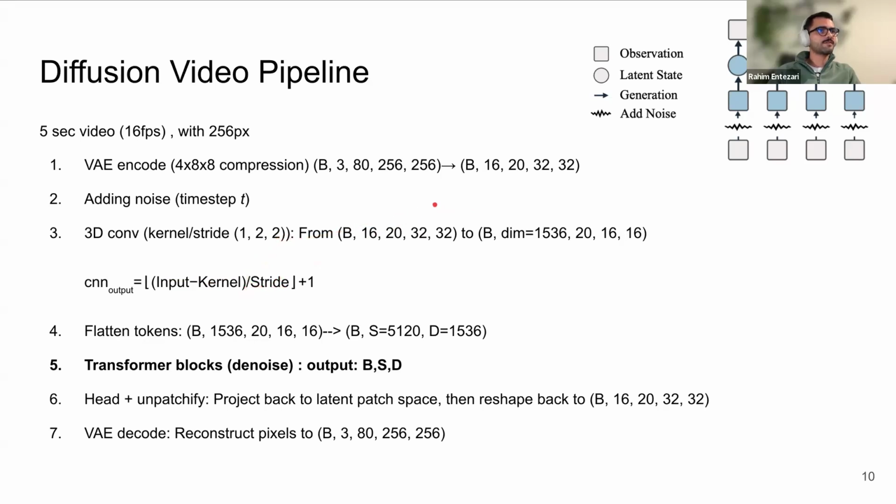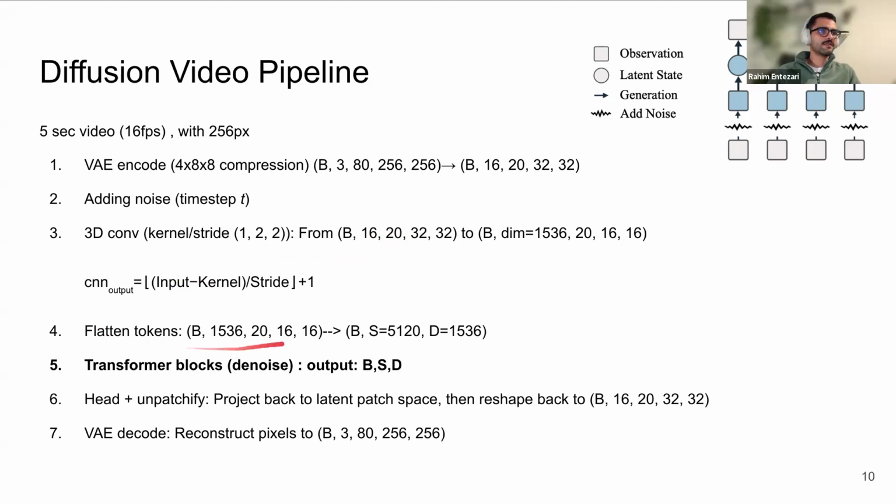So 30 divided by 2, which is 15, plus 1 is 16. So I just made one example of how this magic number is coming. That's very easy. You can do this manually from here to here by 3D conv. Now the input is ready.